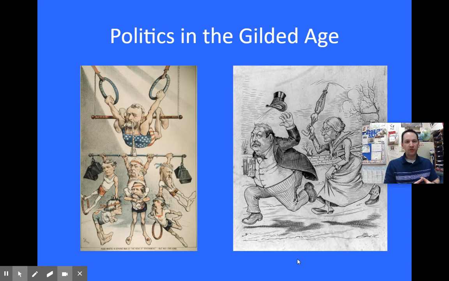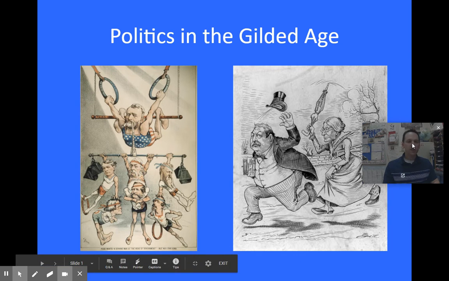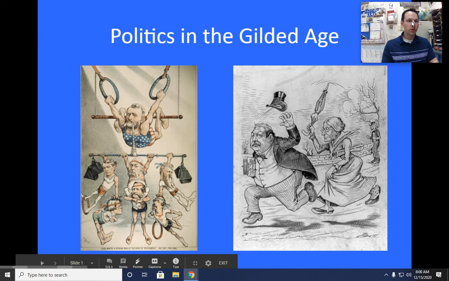Because the book itself focuses so much on the plight of the farmers, I wanted to make this PowerPoint just to go over other aspects of the economy for this time period and things that may show up on your quiz on Thursday. So with Politics of the Gilded Age, what you see here is a couple of political cartoons.